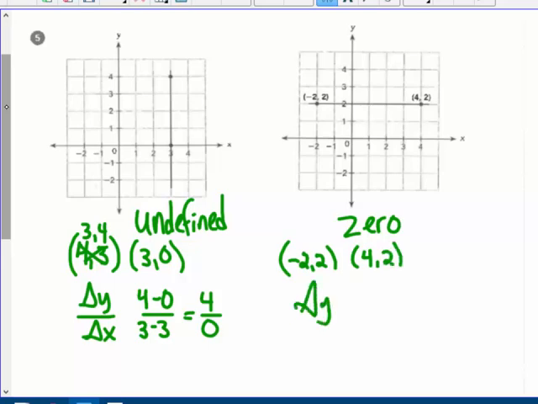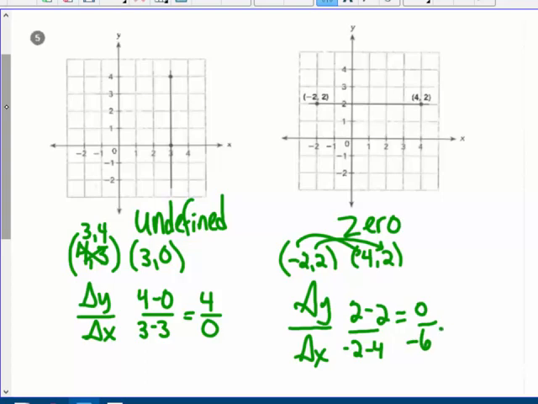delta y over delta x, and the oops is that you subtract the x's on the top. No, no, no. The y's, 2 minus 2, that would be 0 on the numerator. That's okay. And negative 2 minus 4, being consistent, I would get negative 6. Well, that just equals 0. So vertical lines have undefined slope. Horizontal lines have 0 slope. Next page.